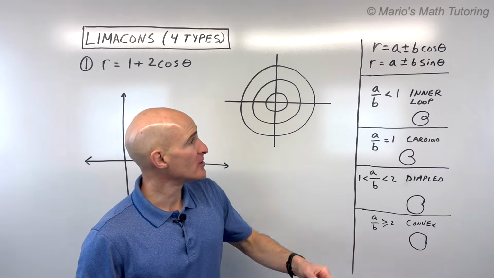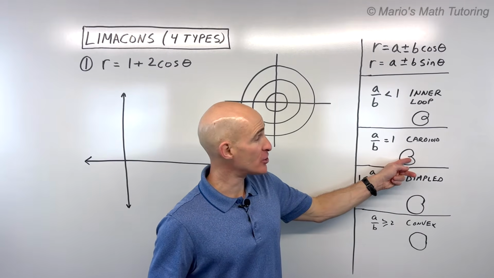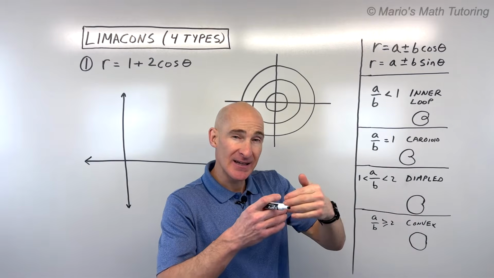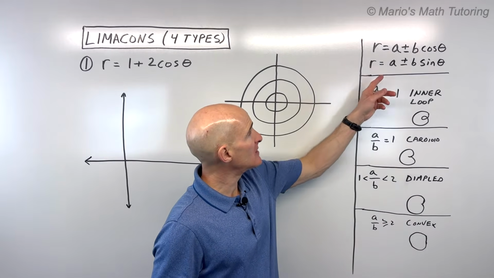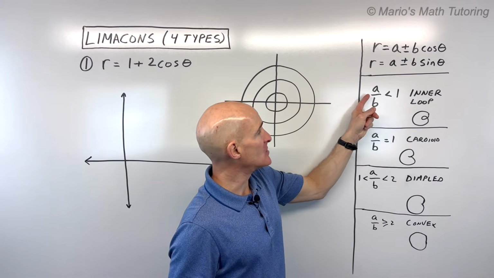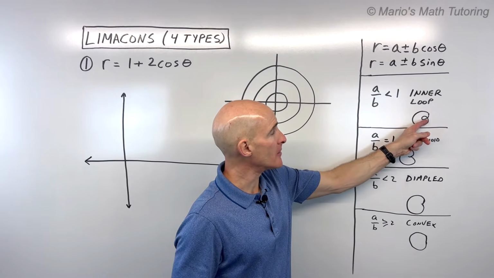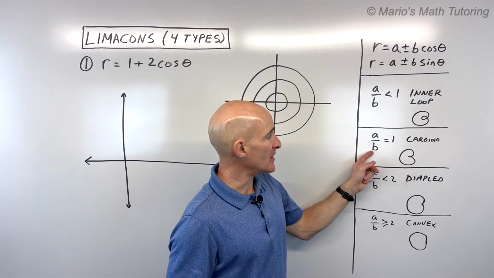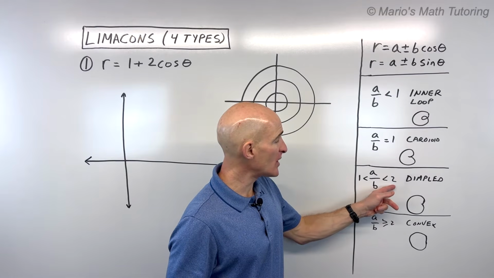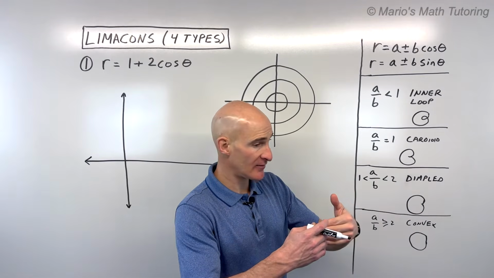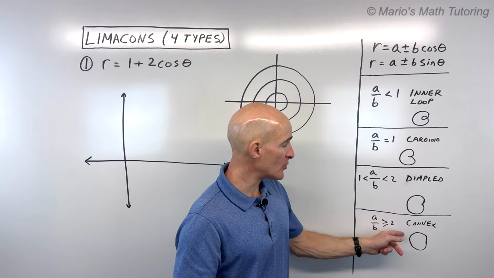Now, how do you know whether it's going to be one that has an inner loop, like this one here, or a cardioid, like a heart shape, or dimpled, where it's just a little bit curved in there, or convex? What you want to do is take the ratio of a divided by b. If a divided by b is less than 1, then you're going to have an inner loop. If a over b equals 1, it forms a cardioid, or heart shape. If a over b is between 1 and 2, we say it's dimpled, so just a little bit pressed in. And if a divided by b is greater than or equal to 2, it's convex.